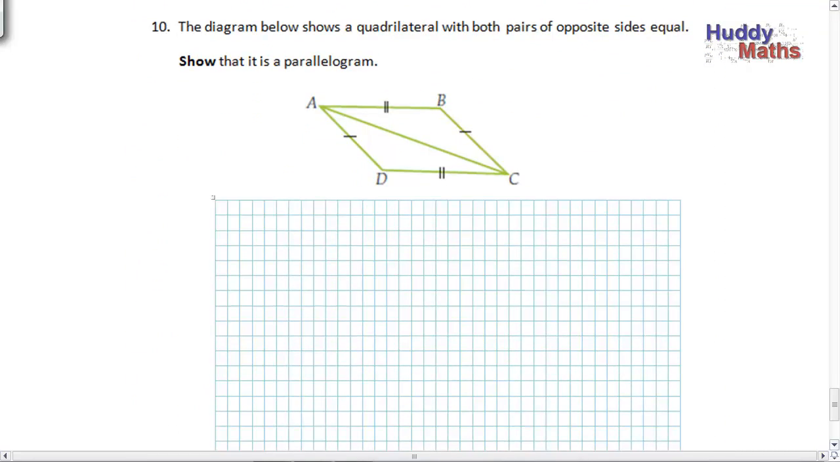I think this is the last question. The diagram below shows a quadrilateral with both pairs of opposite sides equal. Show that it is a parallelogram. And that's worth 5 marks.